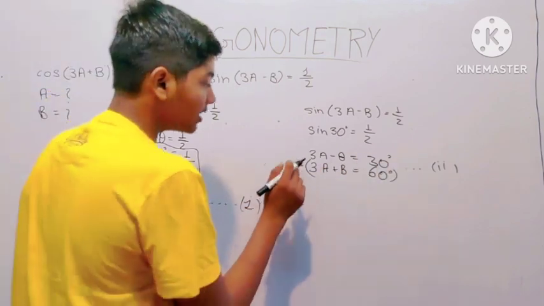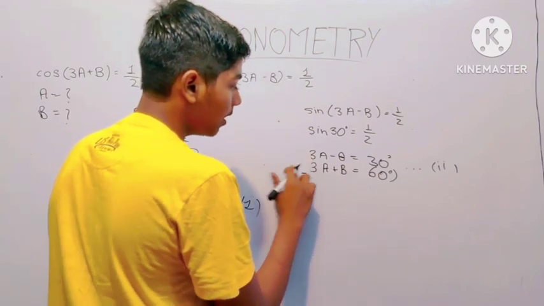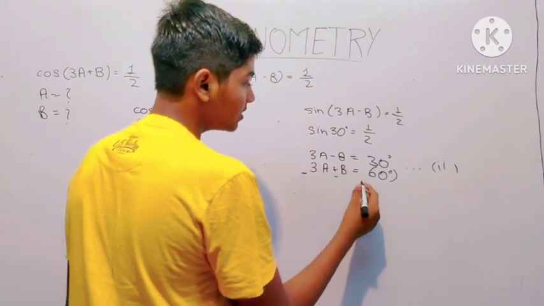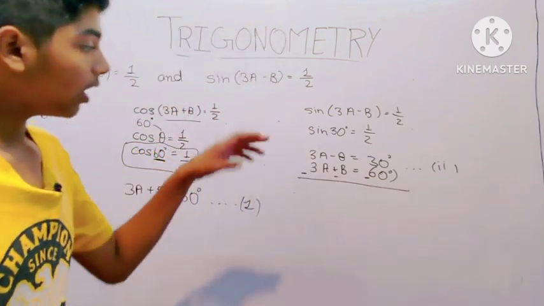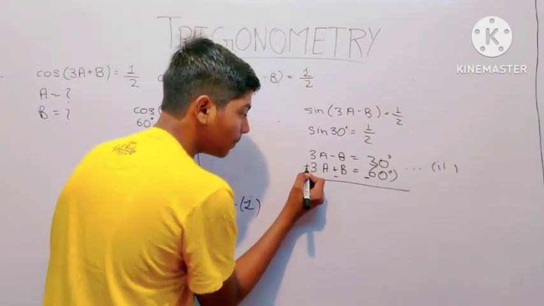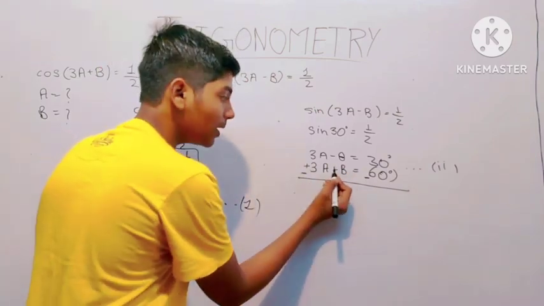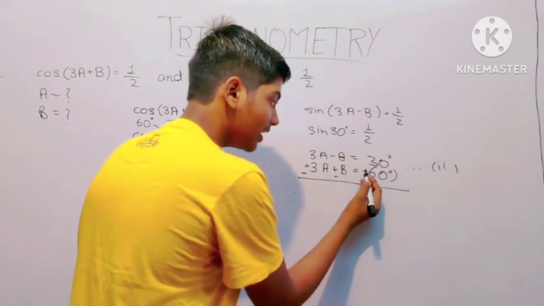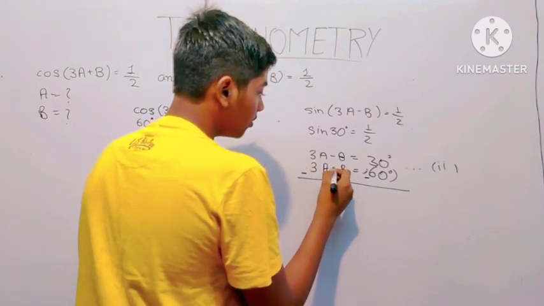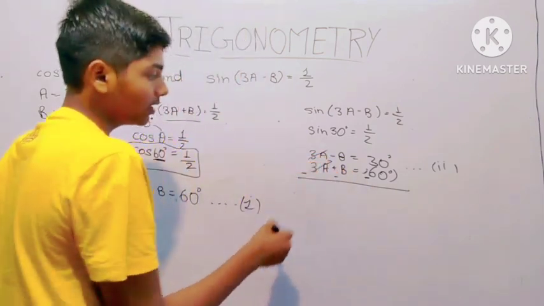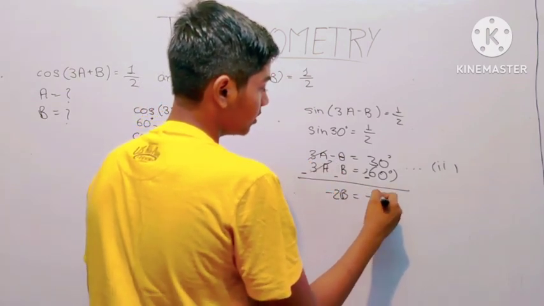So multiplying minus with 3a, we get minus. Multiplying minus with b, we get minus. And multiplying minus with 60 degrees, we get minus. If it was 3a, it had a plus sign, and now we are multiplying minus into plus. We know what minus times plus is? Minus. Similarly, here also it was plus, so it is minus. Correct? So now this gets cancelled. Minus b, how much would it be? Minus 2b is equal to minus 30 degrees.